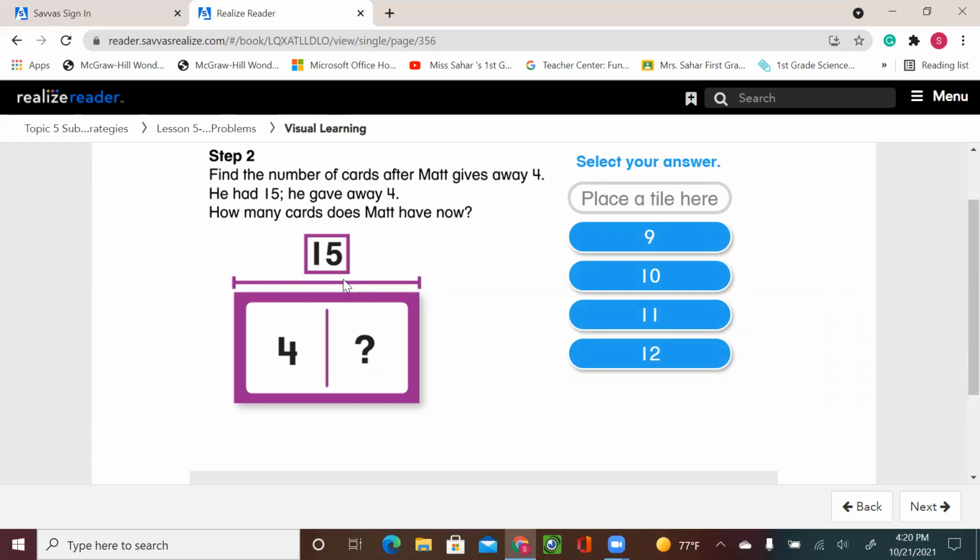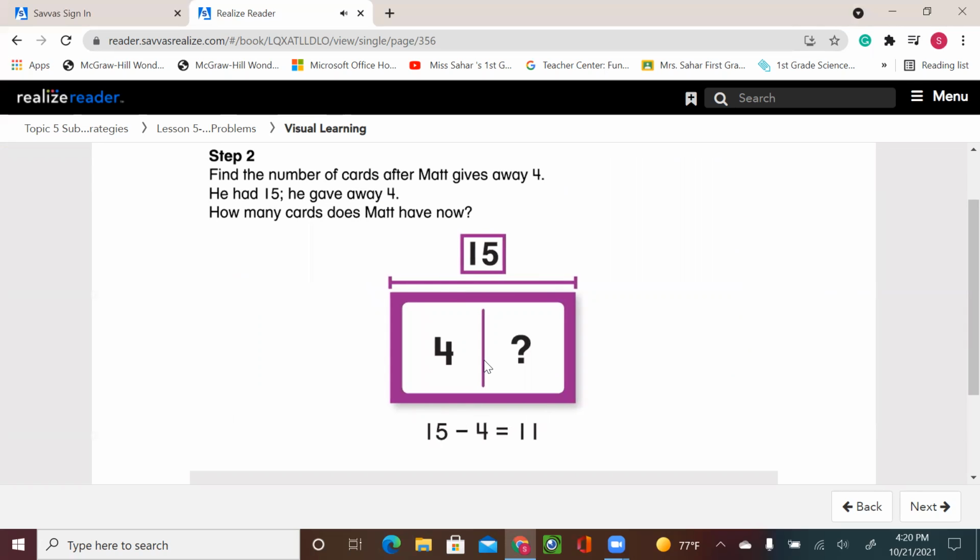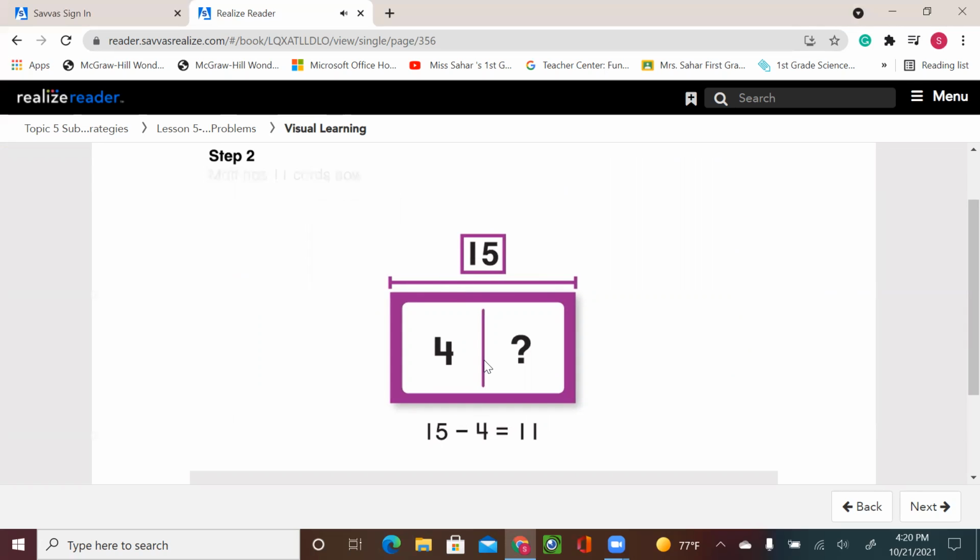But second part of the equation, he gave away 4. So 15, take away 4 to get the missing addend or the missing part. So 15 take away 4 equals 11. 15 minus 4 equals 11. Matt has 11 cards now.